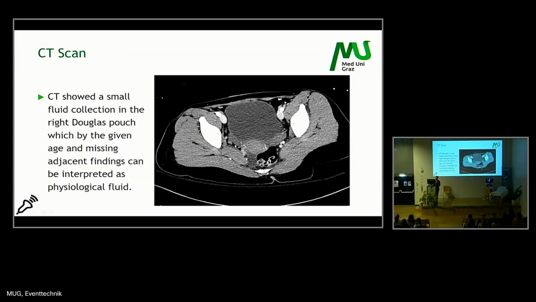And the CT, I'm only showing you this slide, showed a little bit of free fluid in the Douglas pouch behind the uterus, a very nicely filled bladder. And due to missing trauma in general in the abdomen, you can identify collections like these as physiological. So free fluid in the Douglas pouch in women, especially up to the age of 60, is totally normal. You have to correlate it with clinical findings, with history, and with the situation of the patient in general.